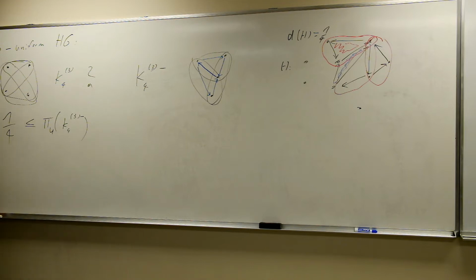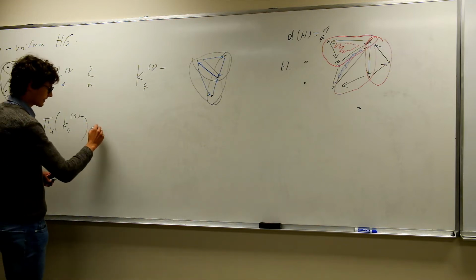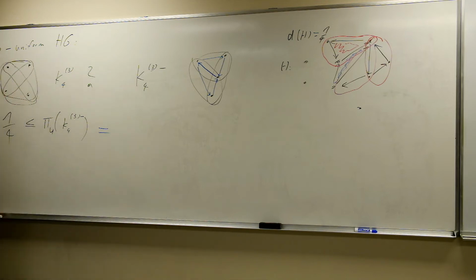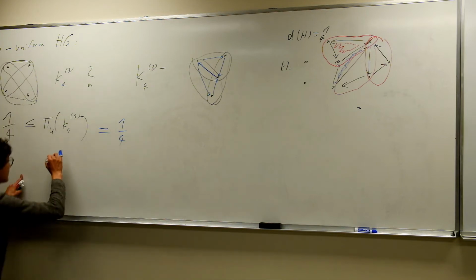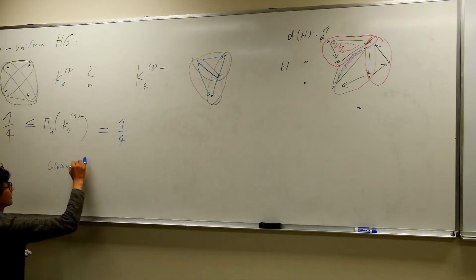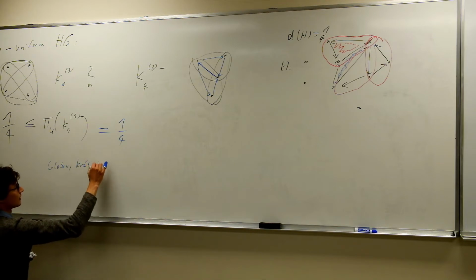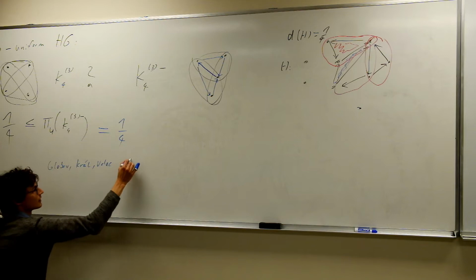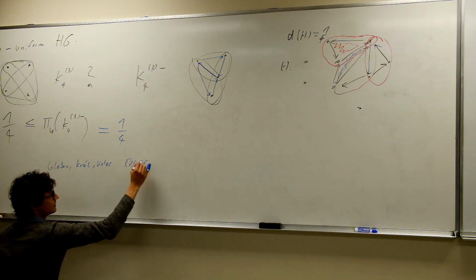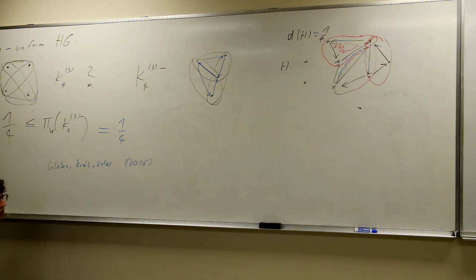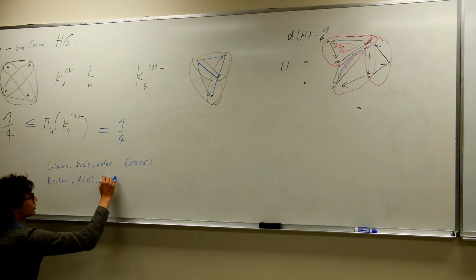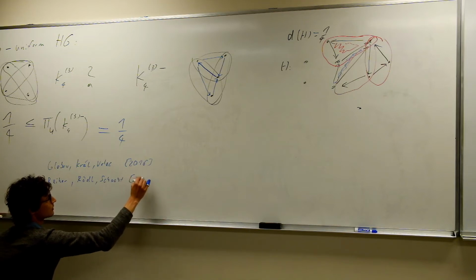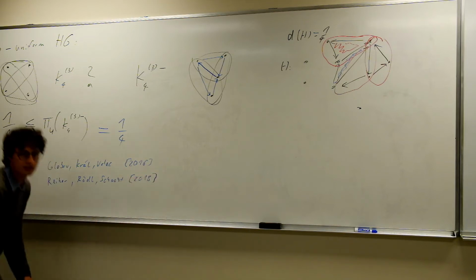Good. This case actually is solved, and it is 1/4. That's shown by Clever, Karl Wallets in 2016, so not so old, using flag algebra methods, and Reiher, Schacht solved it without the help of a computer.